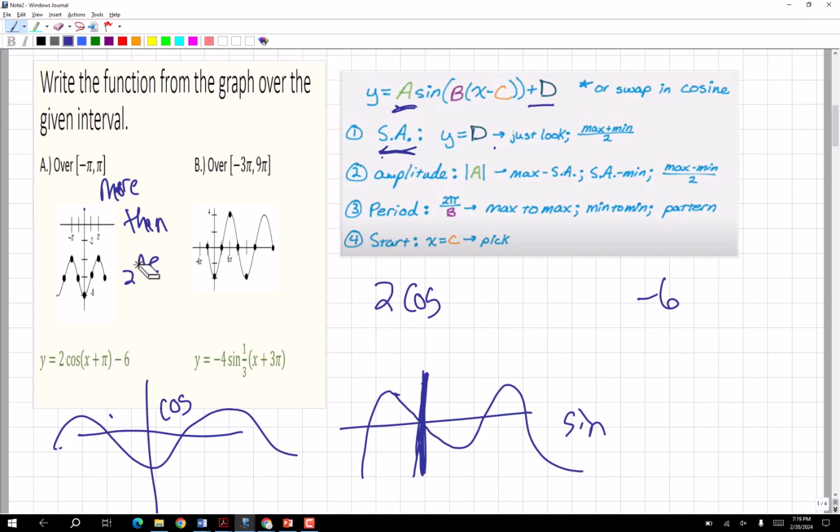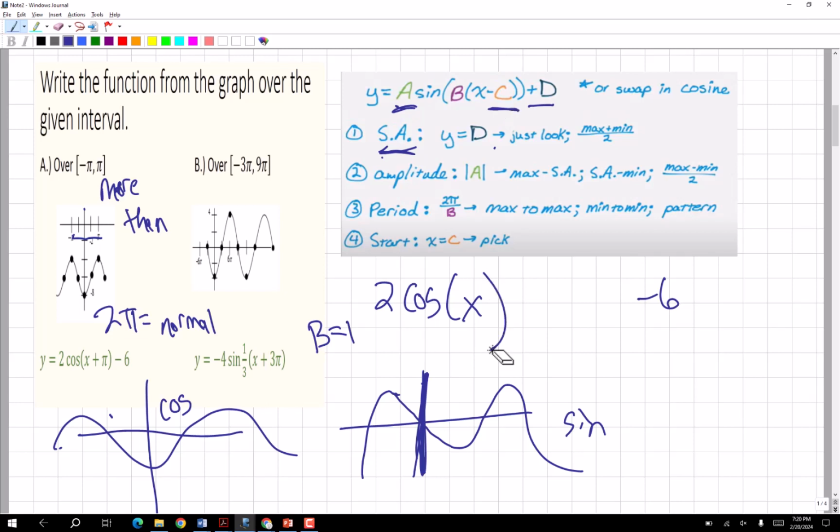All right, next thing: what is the period of this guy? Looking here from -pi to 0 to pi, that means my period is normal. Remember, 2 pi is normal, so my b is 1. So for cosine, I'm not going to show the 1, just x, and then this minus c tells me, am I going to shift anything? I'm not.